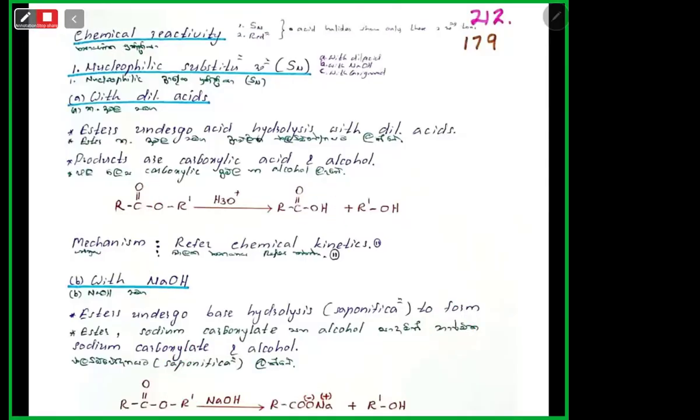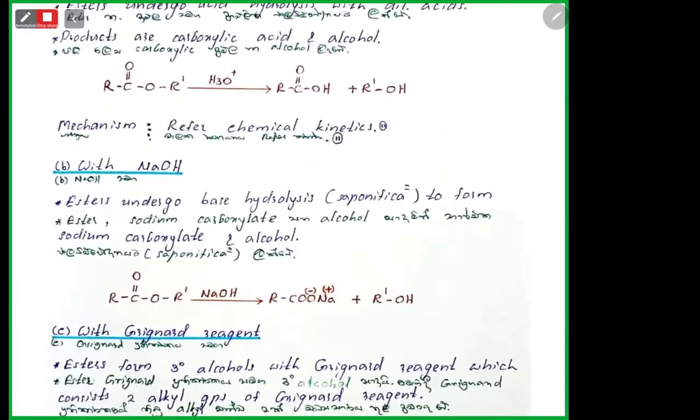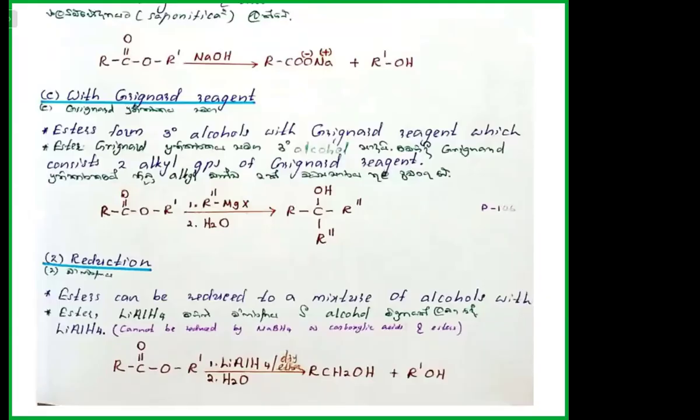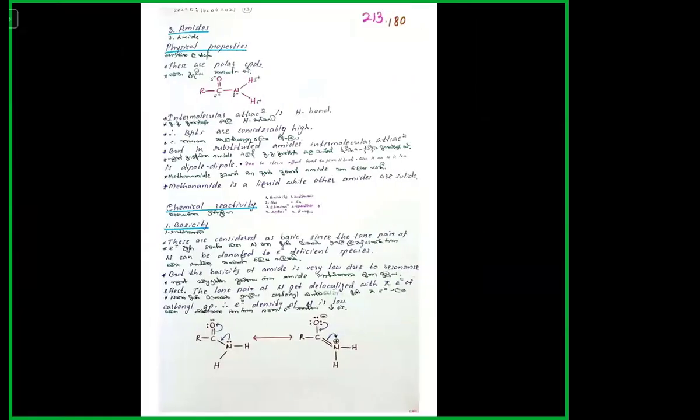So that's a substitution, but this is a hydrolysis of ester. With sodium hydroxide, in basic medium, instead of COOH, it is now converted to COONa. Grignard, two identical R groups. Reduction can only be done with lithium aluminum hydride to give a mixture of alcohols.